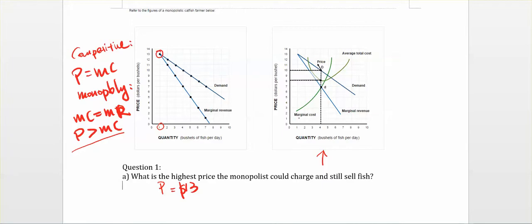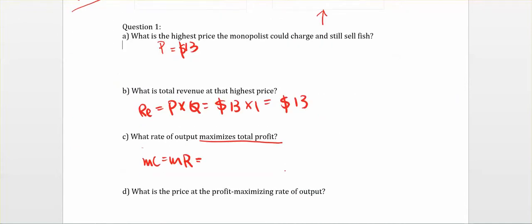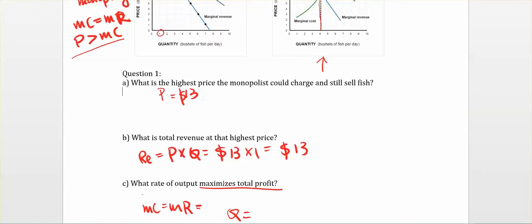How can we find the marginal cost equal to marginal revenue on the diagram? That is, find the intersection between the marginal cost and the marginal revenue, and we find the point D. Point D corresponds to the profit maximizing price and quantity. So we can find the market price is 7 and the market demand is 4. So this question asks, what rate of output maximizes total profit? We just look at it: the quantity is equal to 4.